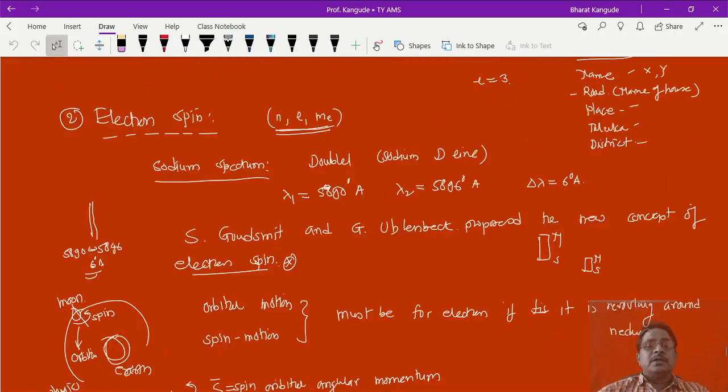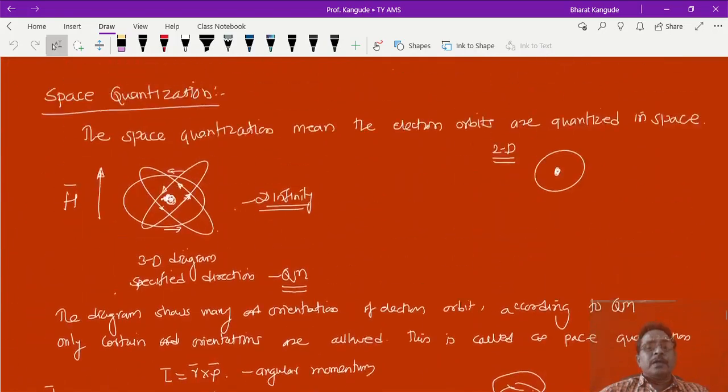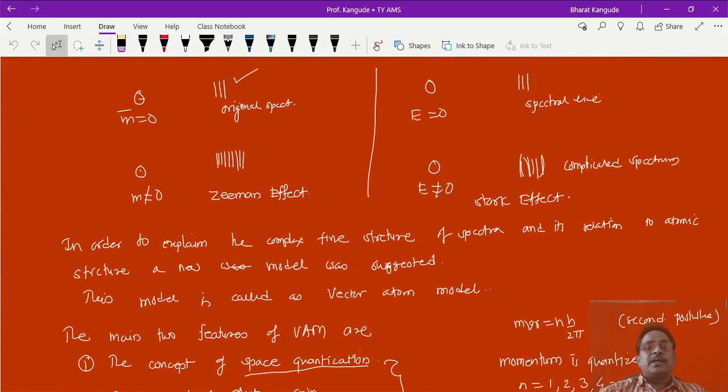We discussed this vector atom model. I'll just revise in brief, very brief. So this is the vector atom model. This model was thought of because of these two effects, the Zeeman effect and the Stark effect, because earlier models, the Sommerfeld model, Bohr model, etc., were not successful in explaining the Zeeman effect as well as the Stark effect.